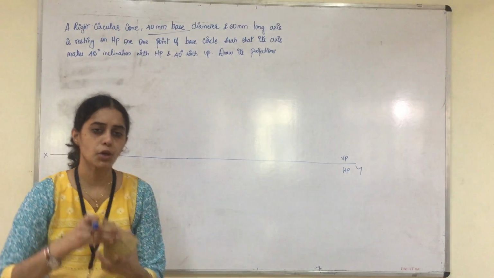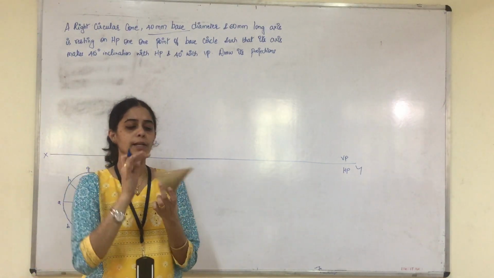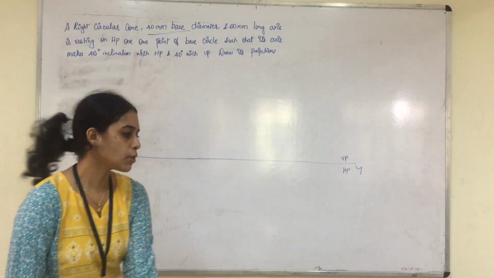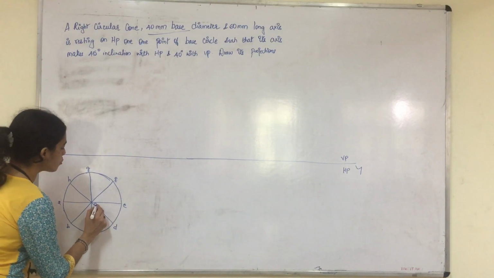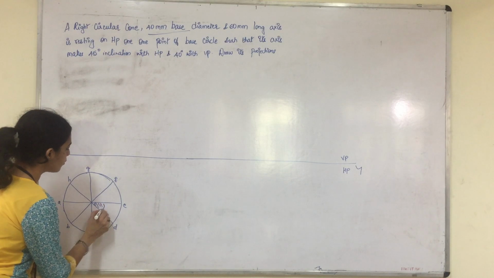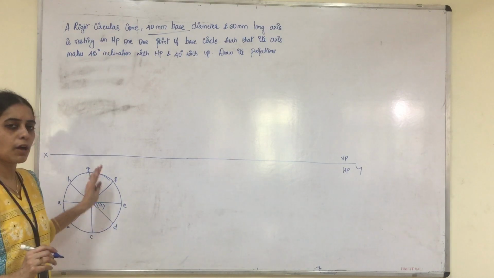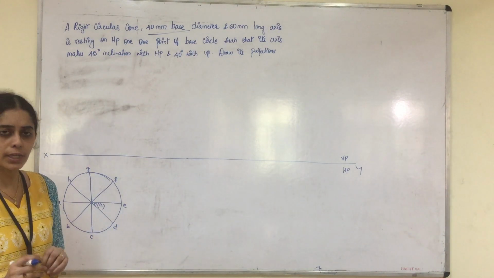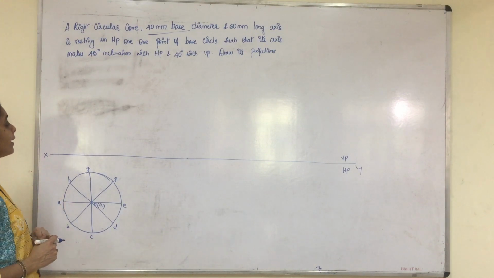When you view from the top, center O will be visible and O1 will be hidden. So what you will do is write O outside the bracket and O1 within the bracket. Now we have completed the true shape of the top view of the given circular cone.